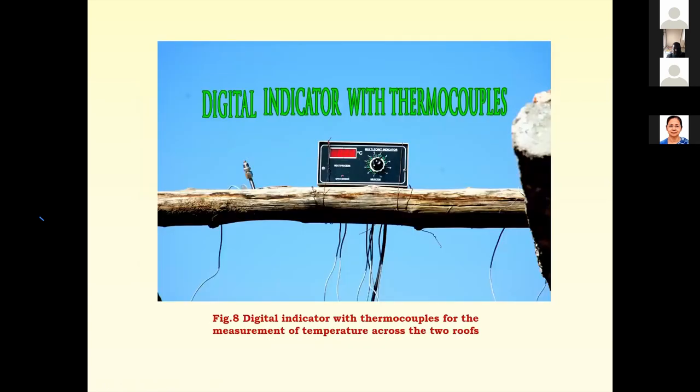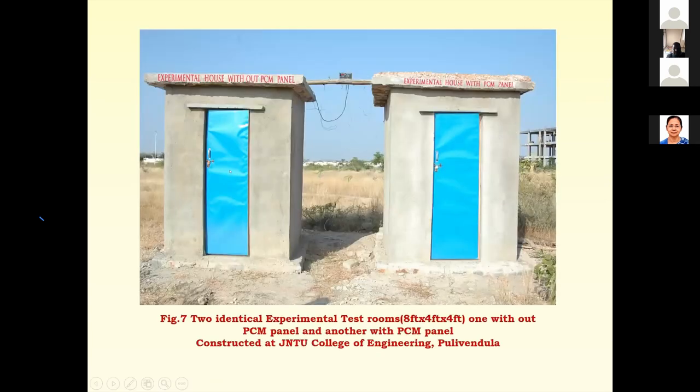Then I have constructed two small experimental test rooms. Left hand side, this is without PCM, and right hand side, this is with PCM. On the RCC slab, I have kept a 1 inch galvanized iron panel in which PCM was filled, and on that panel there is one rooftop also, you can see here. So the PCM is in between the rooftop slab as well as the RCC slab.